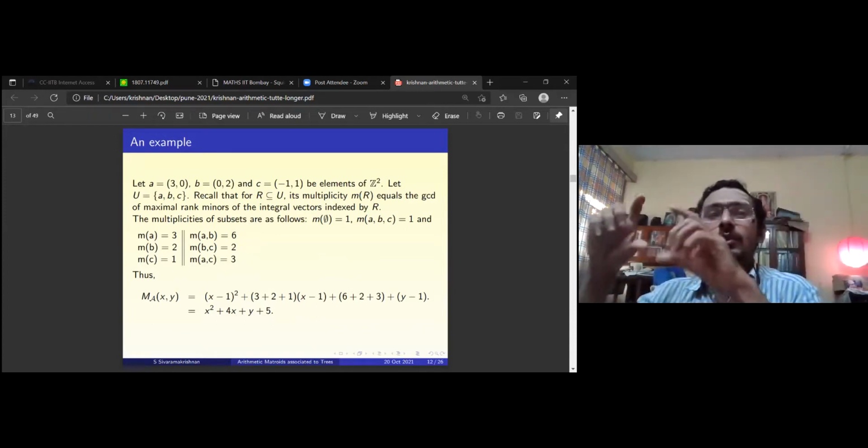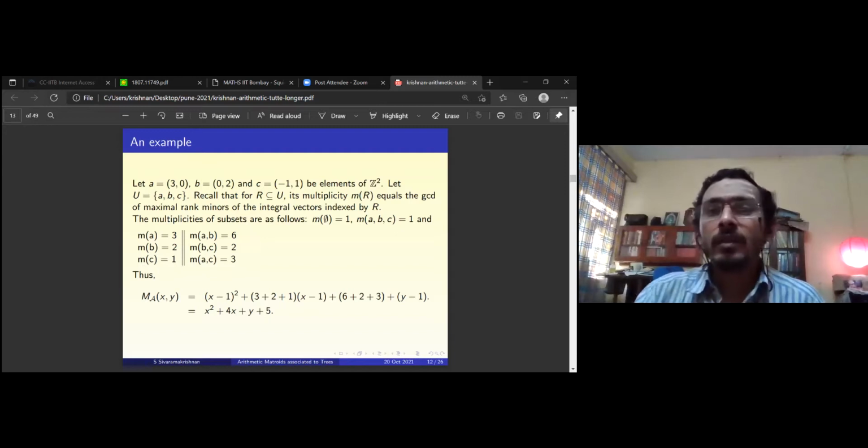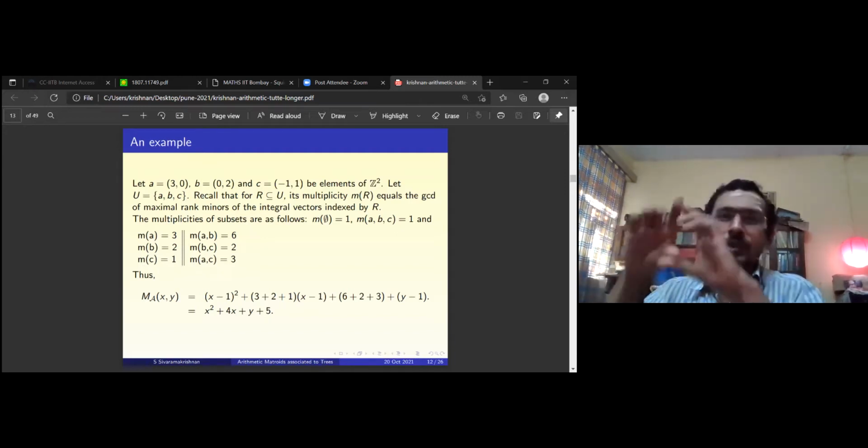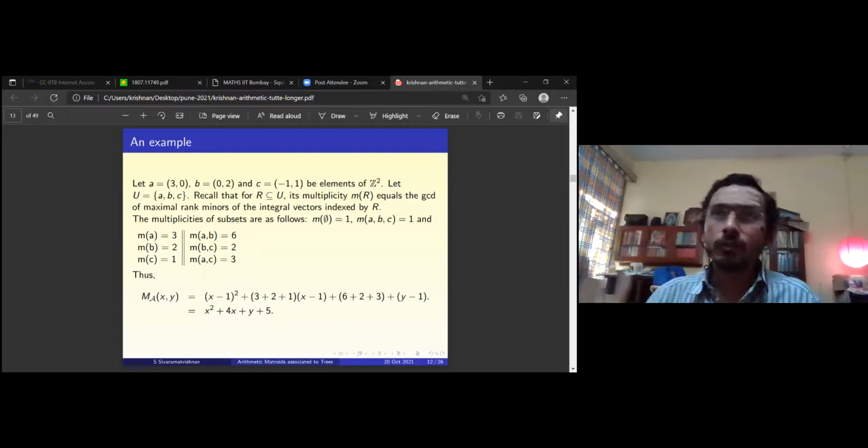Yeah. So there are at most 3 of them, because it has full row rank. So the only thing is columns. Which are the columns which give...? So all of them are linearly independent. No, see, AB is linearly independent. AC is also linearly independent. BC is also linearly independent.